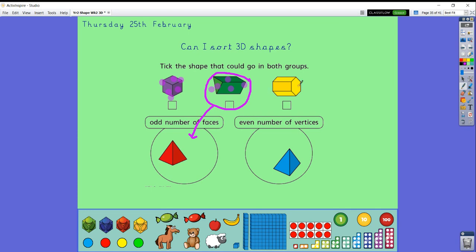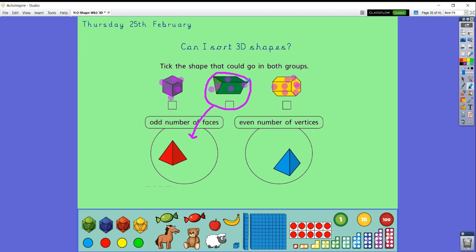And let's check this one for faces. Just check how many faces it's got. It's got 1 on each end, and we've got 1, 2, 3, then we've got 4, 5, 6 faces. So 6 and 2 is 8. So that's an even number of faces. So we know that these ones cannot go in that box.